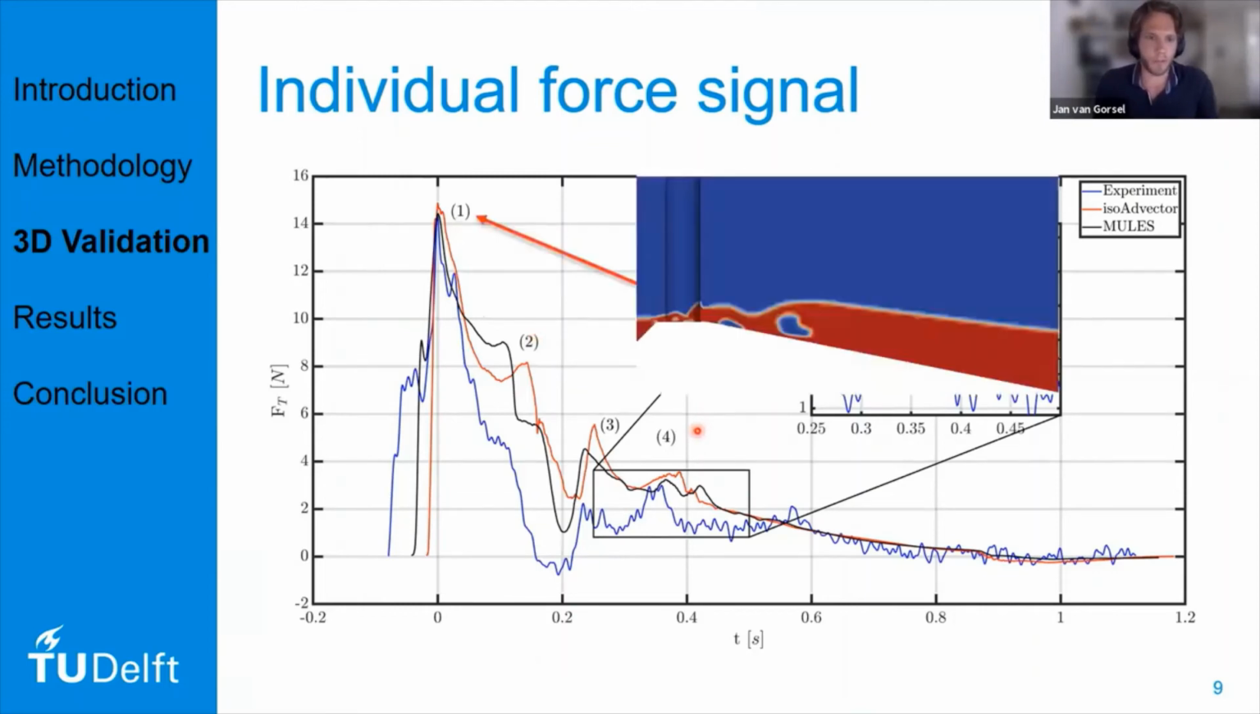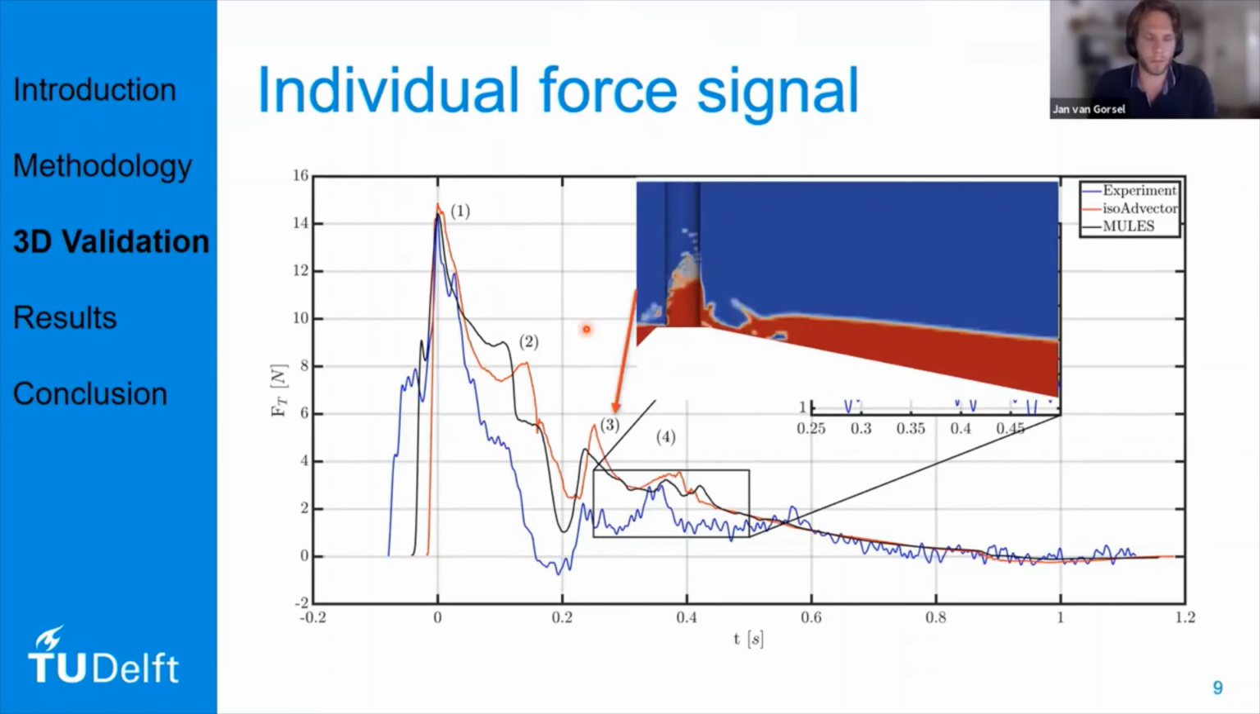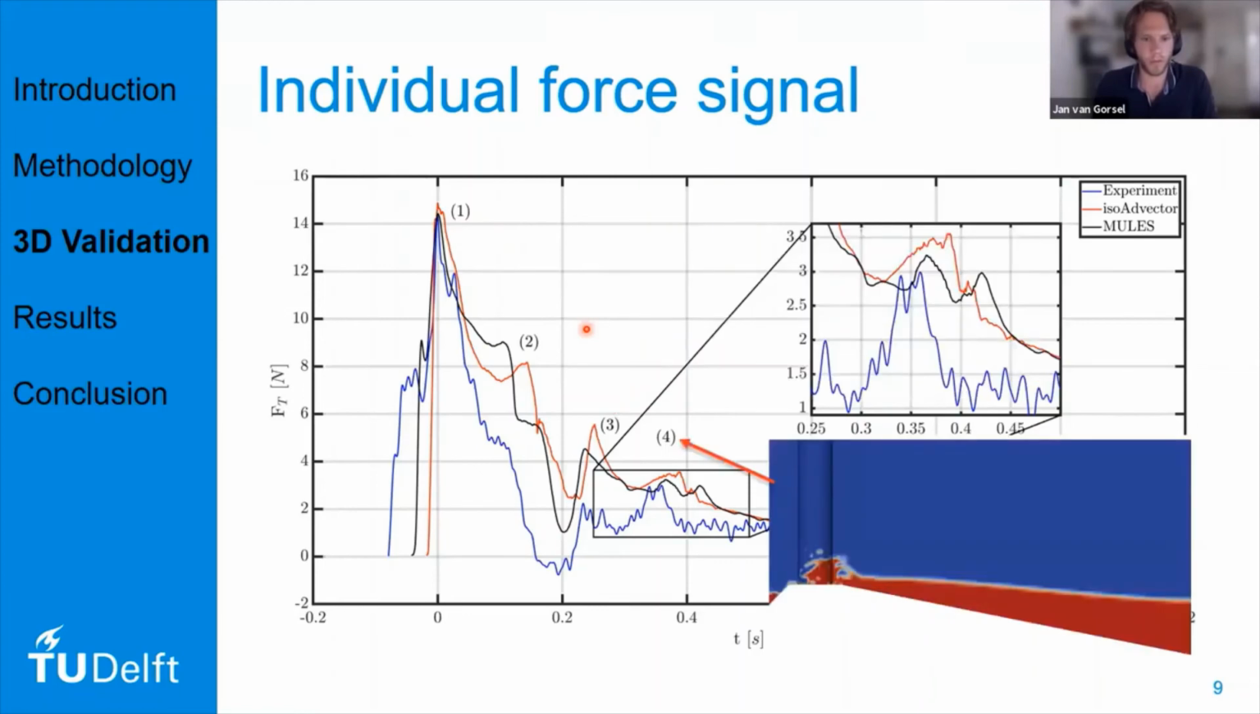So this first peak is due to the initial violent impact of the wave onto the structure. And the second peak is caused by the water that was first moving upwards. It's now falling downwards, creating a high pressure gradient at the toe of the structure. And this also results in a peak force. And the third peak is by the remainder of the wave that arrives at the structure. And we have a fourth peak, which is caused by the last little bit of the wave that hits the structure.